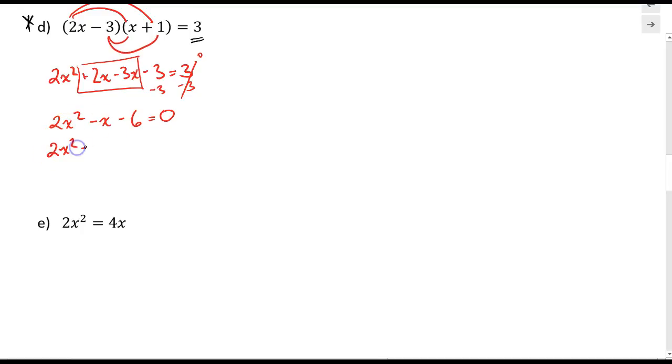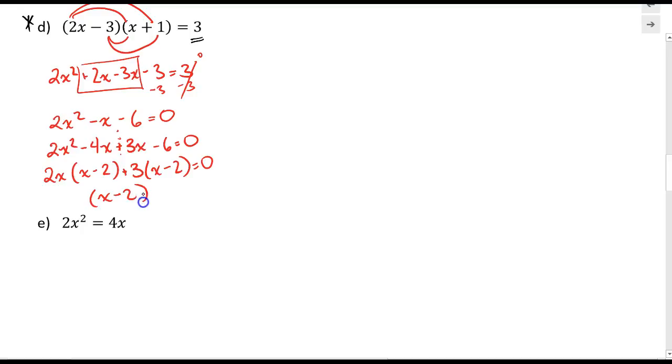So that's 2x squared minus 4x plus 3x minus 6 equals 0. Take your common factors out of both of those. We've got 2x times x minus 2 plus 3 times x minus 2. Again, I know I've done this right because my factors inside those brackets are the same. I can factor that out since it's common to both terms, x minus 2, and I'm left with 2x plus 3. Am I done? No, because I haven't actually solved for x yet.